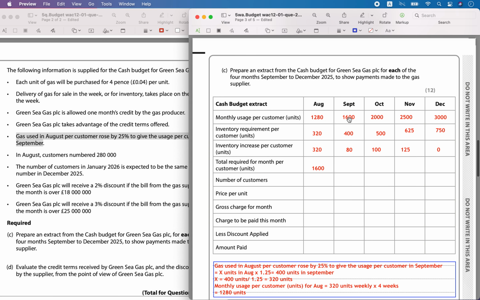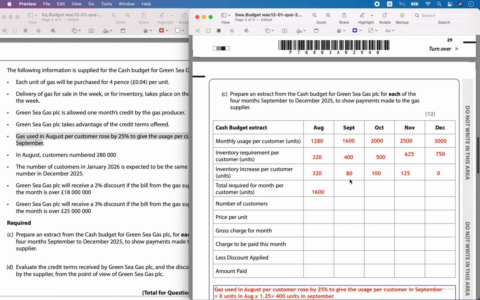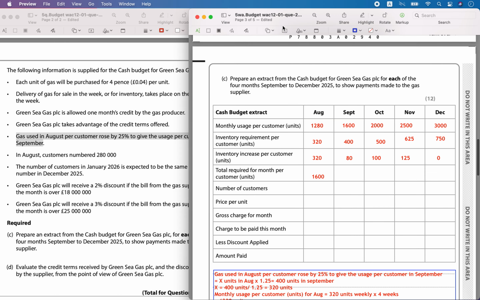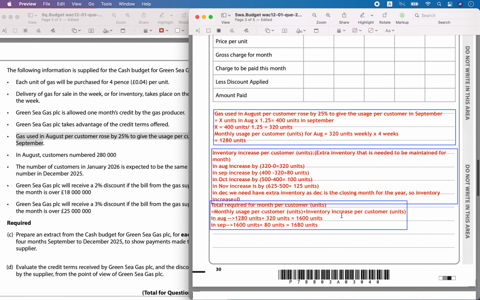In the month of September, the consumption is 1600, but there will be an increase of extra 80 units that needs to be purchased. So it will be 1680 units in the month of September. Then in the month of October, let's calculate.